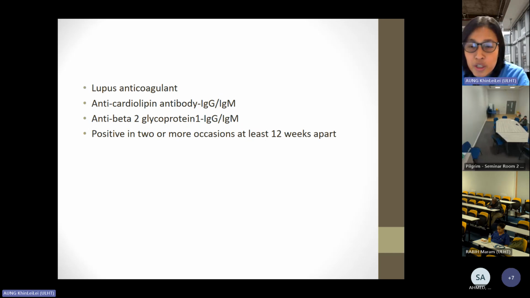So in terms of investigation, which antiphospholipid antibodies are we going to order? We order lupus anticoagulant, anticardiolipin antibody IgG, IgM, anti-beta-2 glycoprotein 1 IgG or IgM. It should be positive on 2 or more occasions, repeated 12 weeks apart. So we need to confirm that this antibody is persistently positive, as these kinds of antibodies can be seen in a patient with, for example, infection. That's why we need to exclude that the patient is having an infection.